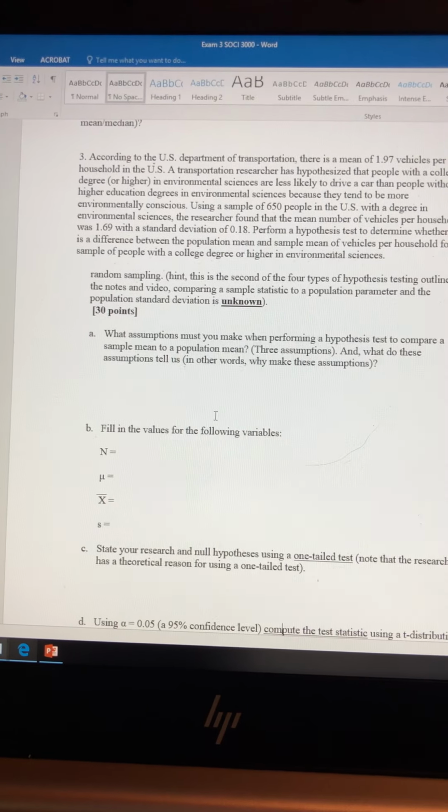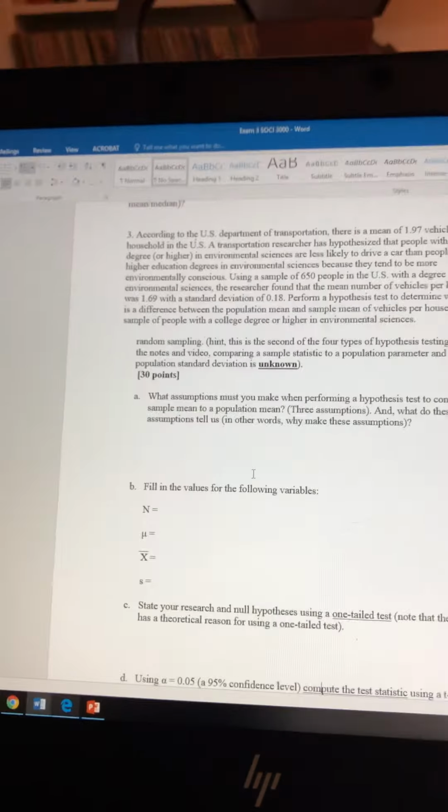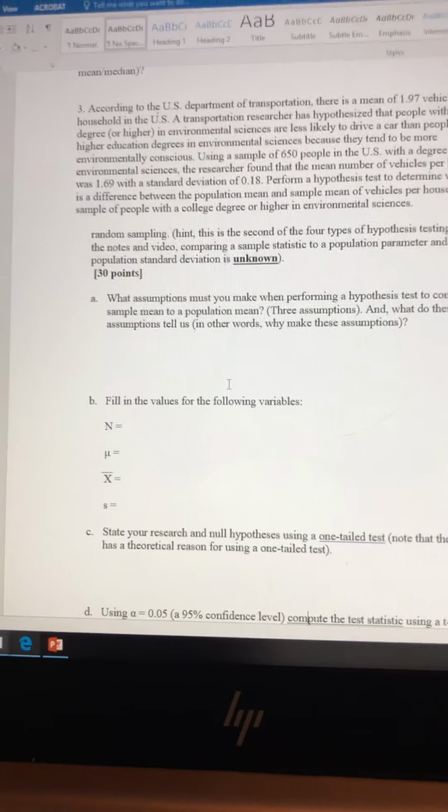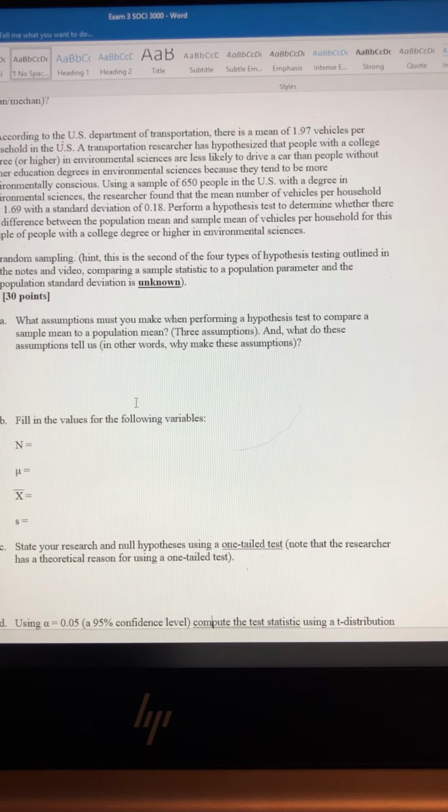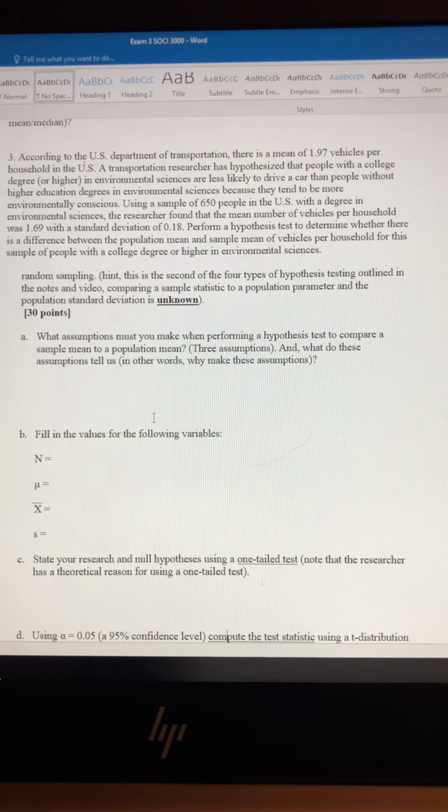Okay, guys, based on a couple requests, I want to just clear up a couple questions on the exam. I got a few requests from some students, so happy to just kind of go through each question and tell you what you'll need to do for them. Okay, so let's take a look at this first question here.